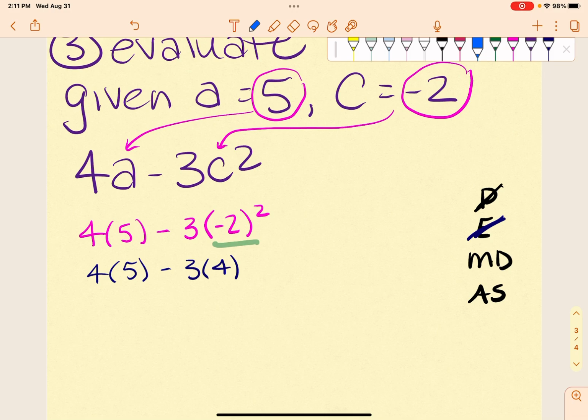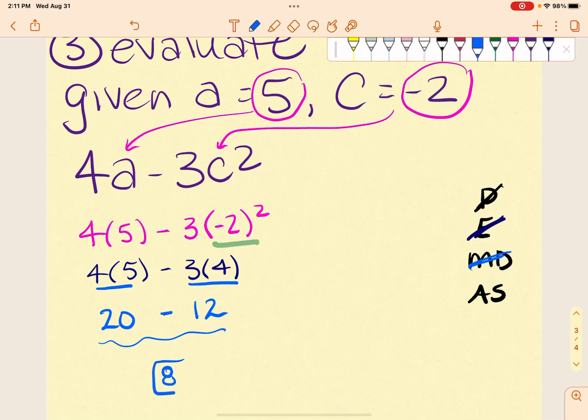Now I'm going to go through. I have 2 that are multiplying. So 4 times 5 is 20. And 3 times 4 is 12. That's all my multiplying and dividing. And then really all I have left to do is just to subtract that out. So 20 minus 12 is going to be 8. Okay, go over the ones in your notebook, and then we'll be ready for tomorrow for our warm-up.